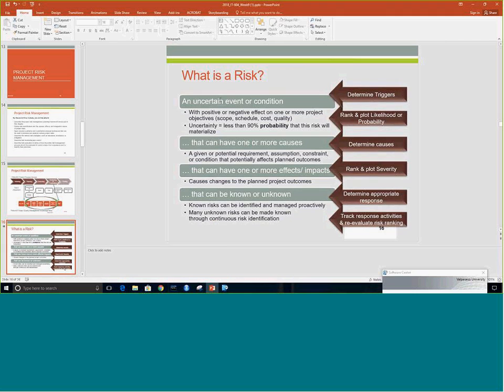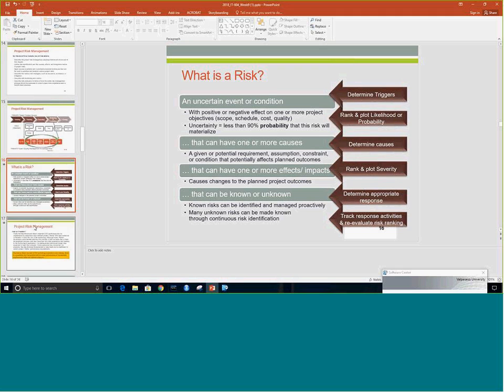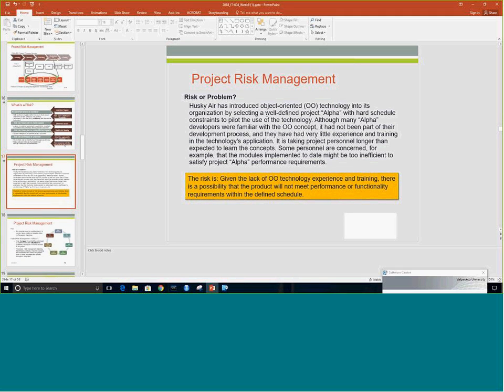So, the risk. Now, we look at risk. A risk is an uncertain event or condition, and this is the PMBOK definition, that can have one or more causes, and can have one or more effects or impacts, known or unknown. So in other words, we need to ensure that we know what triggers a risk. We need to figure out what the likelihood is of a risk occurring. We need to understand what the causes are for a risk, and then how bad the impact could be, or how good, right? And we need to determine an appropriate response and then track the response activity, right?